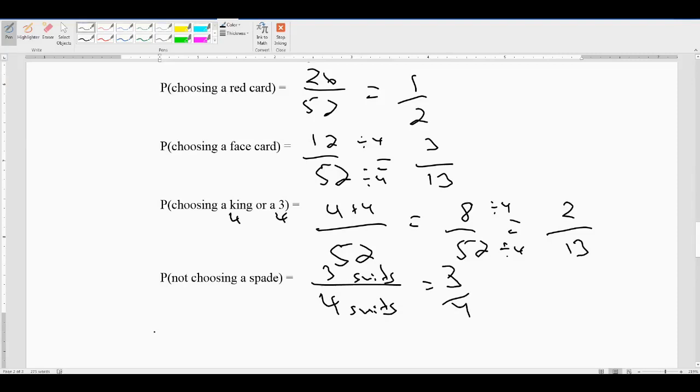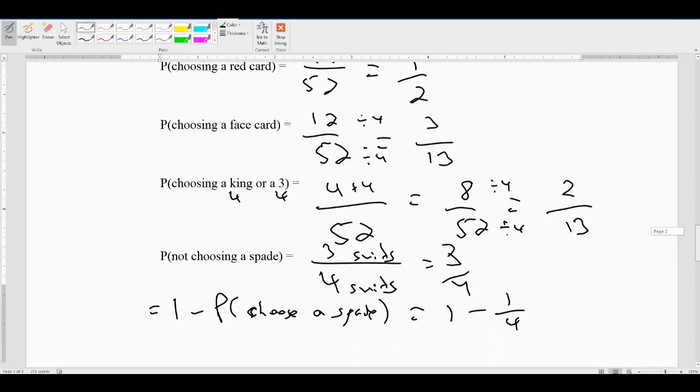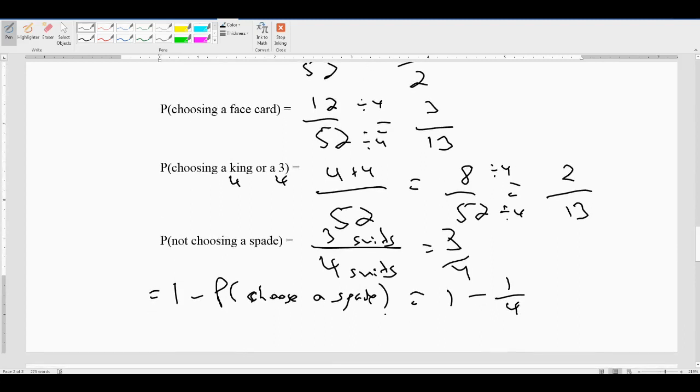Or you could have just done this. 1 minus the probability of choosing a spade. So what's the probability of choosing a spade? Well, 1 out of 4, because there's 4 suits, and one of those suits is a spade. Well, 1 is the same as 4 out of 4. 4 out of 4 minus 1 out of 4 is 3 out of 4. You don't have to do it this way. I'm just showing you. There may be another way. So whichever way you prefer is totally up to you.